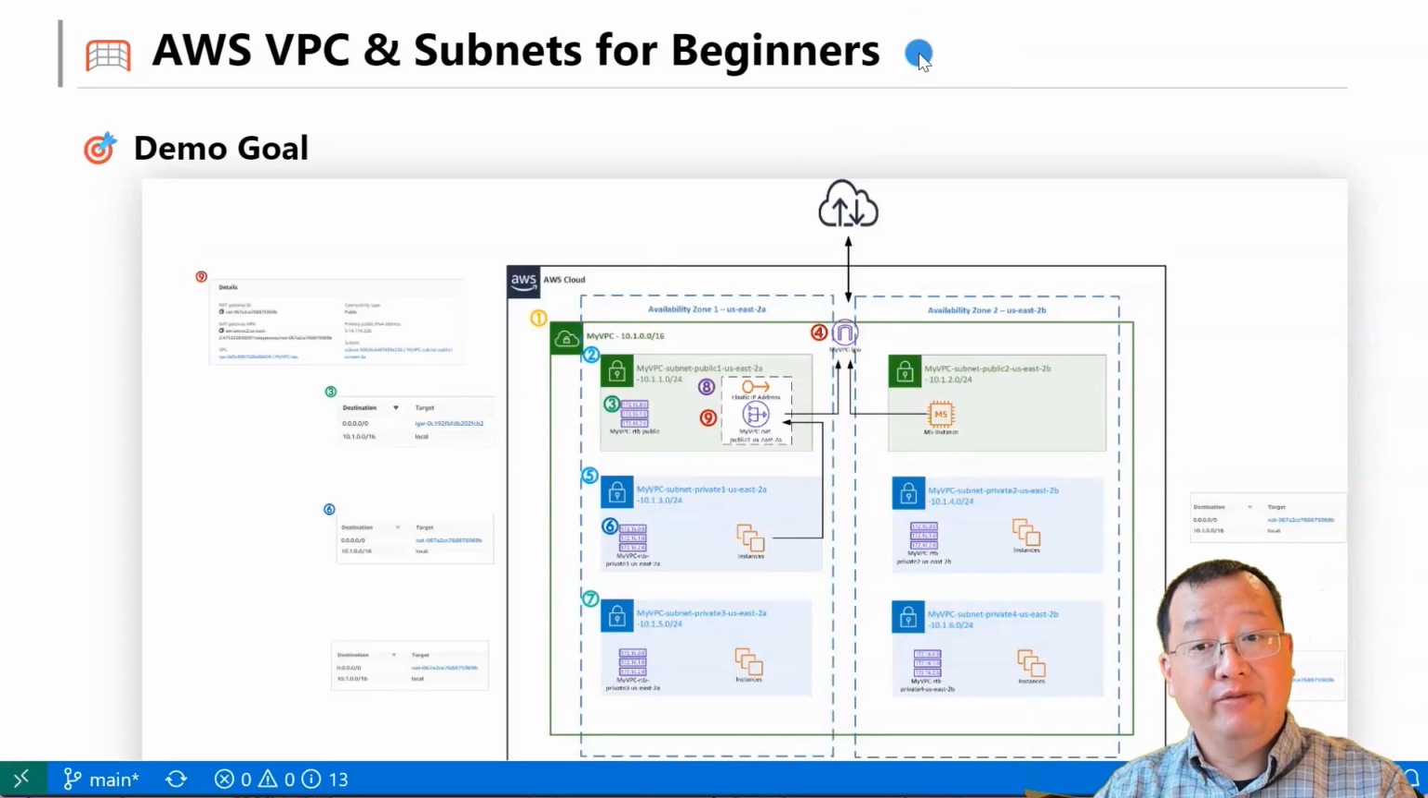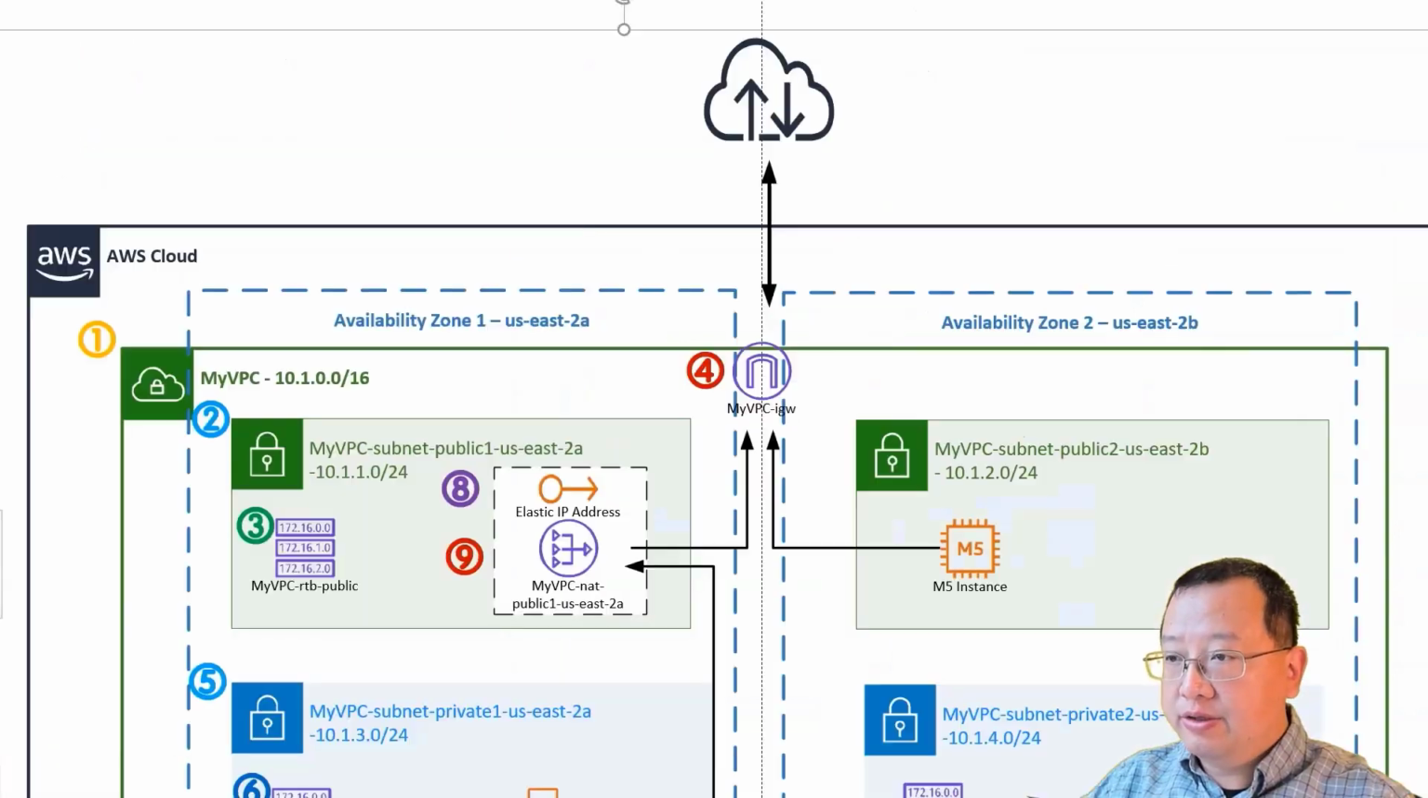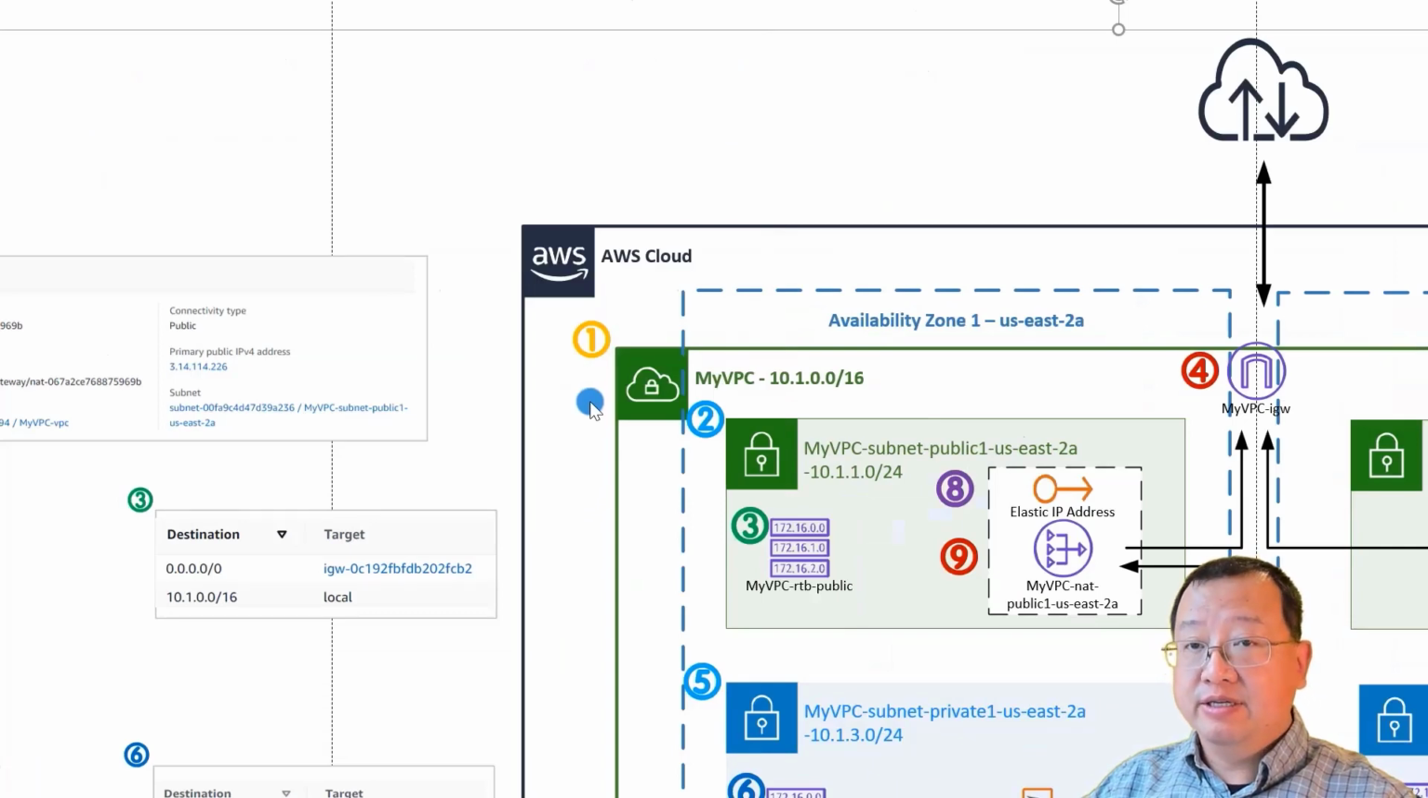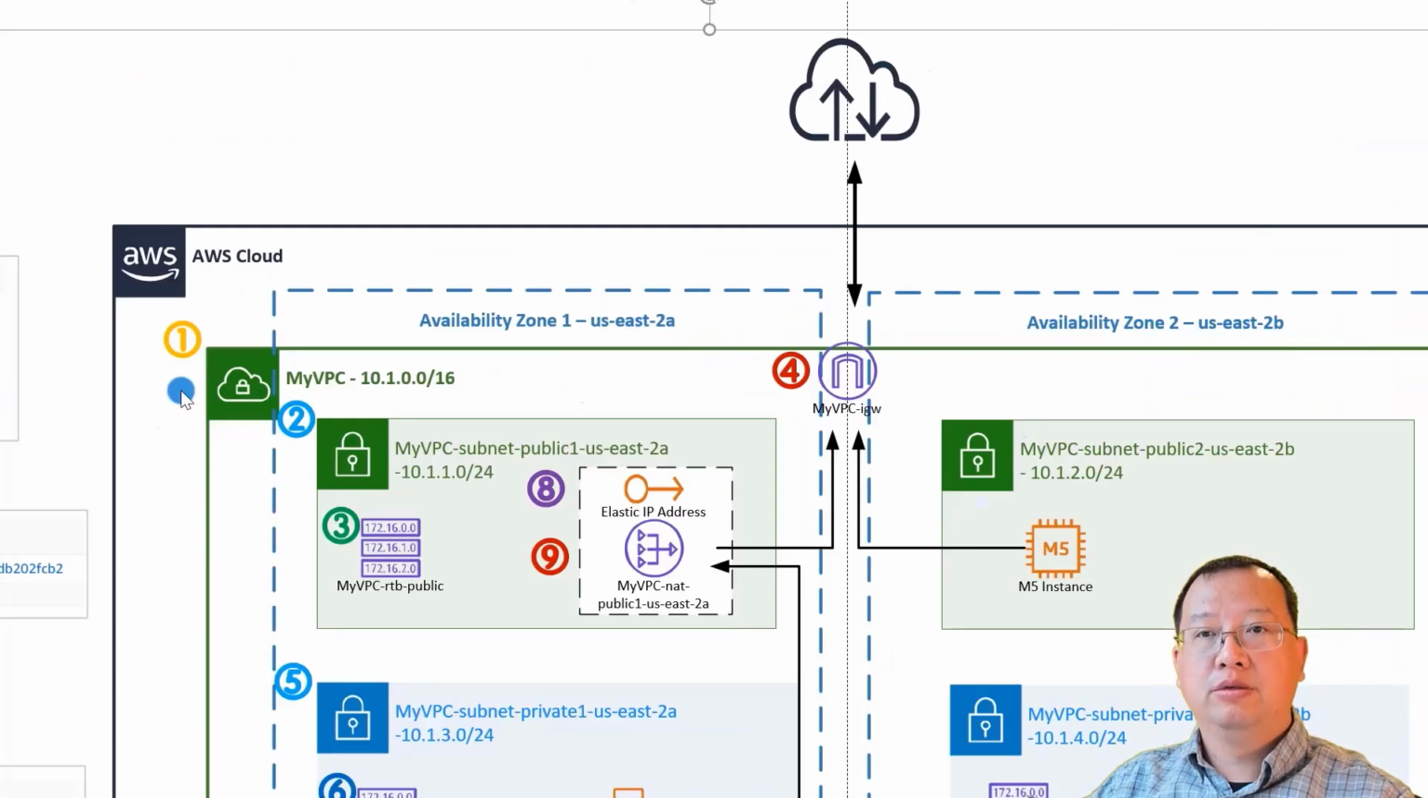The chart is my video goal. Let's go through the items. Let me zoom it out. Item 1 is VPC. The VPC name is my VPC. Let me go a little bit right. What is VPC? VPC is Virtual Private Cloud. It is a virtual network.